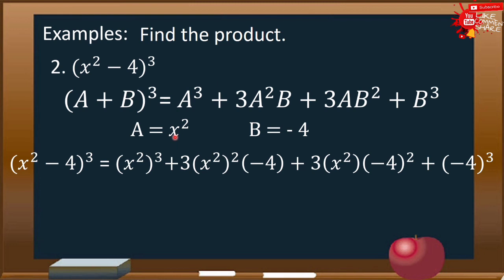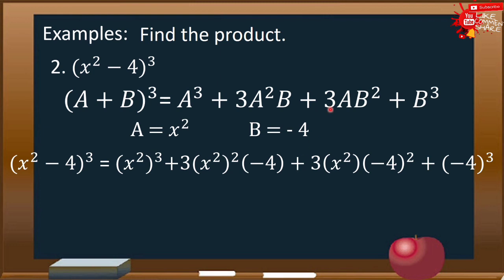So, our a is x squared. So, that's why it will become x squared. Then we have the cube, exponent 3. Then we have here plus, then we have here 3. So, copy 3. Then we have here a squared. So, a is 3x squared. Then the exponent 2. Then we have here b. So, our b is negative 4. Then we have here plus.